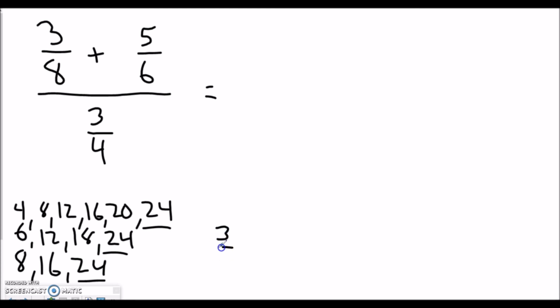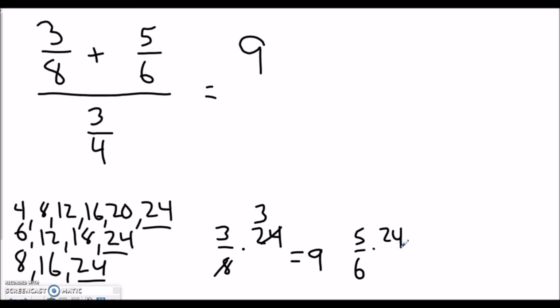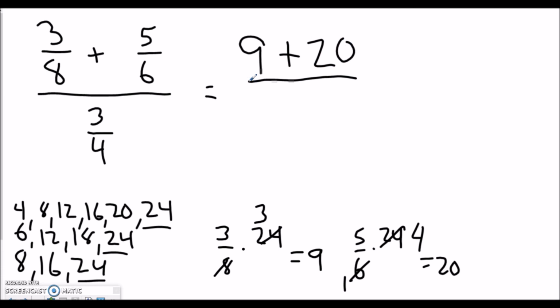So off to the side here, I'm going to go 3/8 times 24. Oh, those cancel, so that's really just 9. So where the 3/8 used to be, I'm just going to write a 9. Do the same thing for the 5/6 times the 24. Those reduce to a 4 and a 1. 5 times 4 is just 20. So I'll write a 20 where that 5/6 used to be.